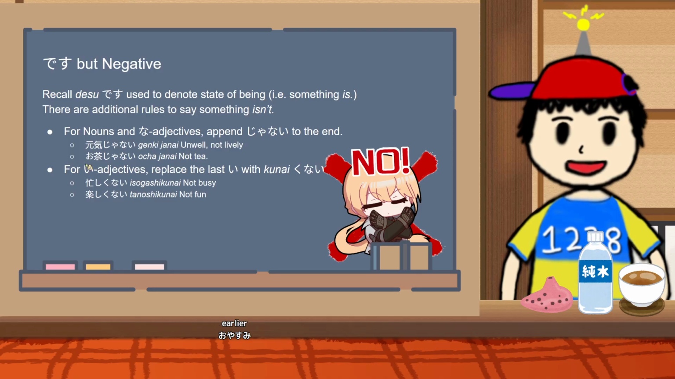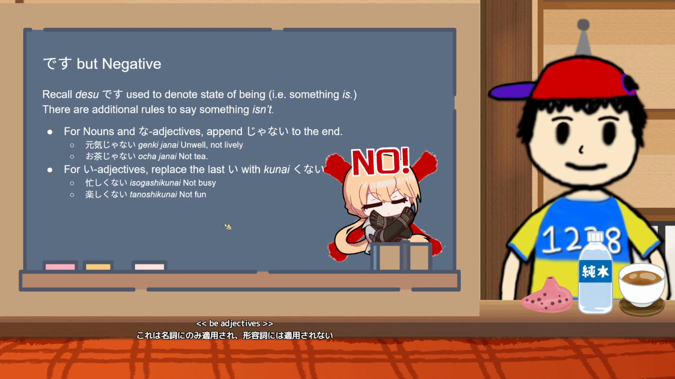Earlier, in our example sentence, we had ocha desu. It's tea. But what if it wasn't? Then it would not be tea. Ocha janai. It is not tea. That is only applicable for nouns and not adjectives.